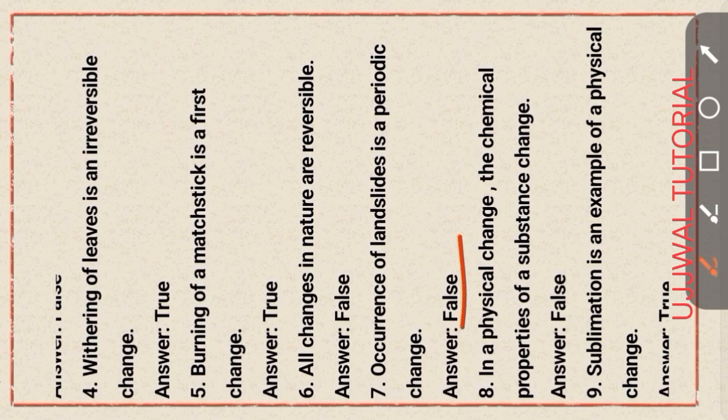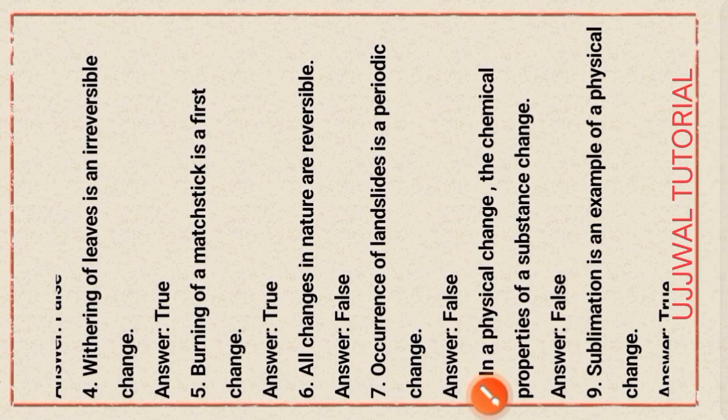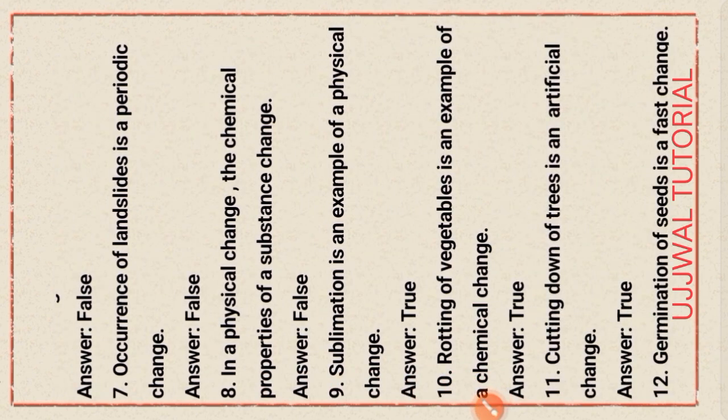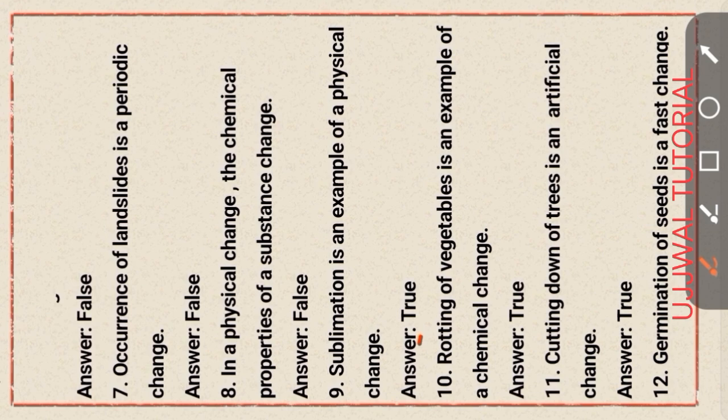Next question. In a physical change, the chemical properties of a substance change. Absolutely wrong. Physical change is not a change of chemical property. Only the physical properties change, that is color, odor, smell, and also state of matter. Next question, question number 9. Sublimation is an example of a physical change. It is true.